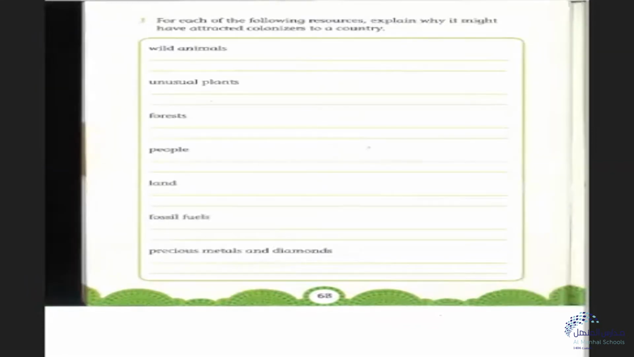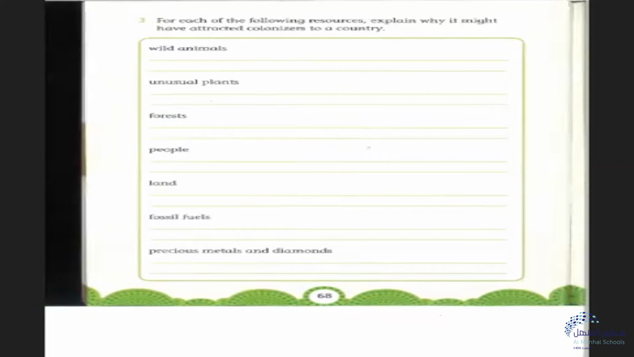Page 68, you can see it on the screen. What you must tell me there is why you think certain countries colonize other countries. Why were they attracted to other countries? Now they give you clues there. All the clues are there on the screen.